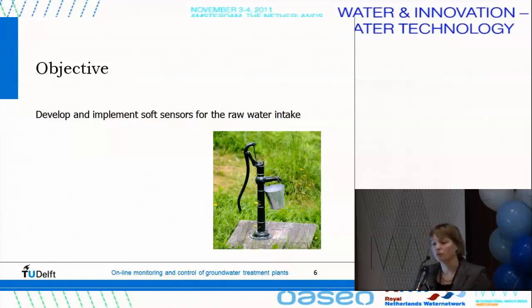So in this project, the objective is that we want to develop and implement soft sensors for, in this example, the raw water intake of a groundwater treatment plant. This raw water intake sets your water quality, that determines how your treatment process should work to be able to meet the required drinking water quality.